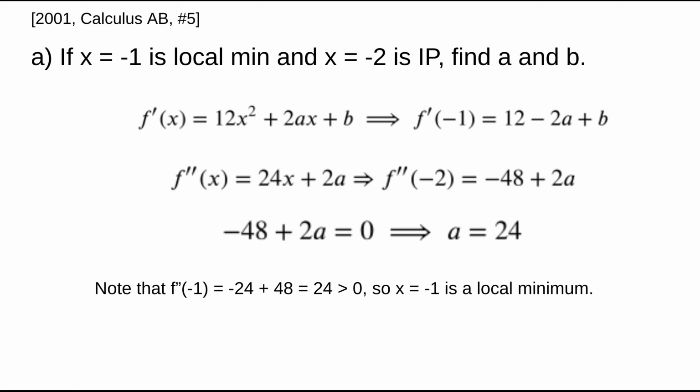Notice that f double prime of -1 is positive 24, which is greater than 0, which means that the function is concave up at -1, which means it will have a minimum in that interval. So if we can find a value of b where f prime is 0, it would be a local minimum at x equals -1. All right, so what value would that be? Well, if I know a is 24, I get 12 minus 48 plus b is equal to 0. And if we solve that for b, we get b equals 36.